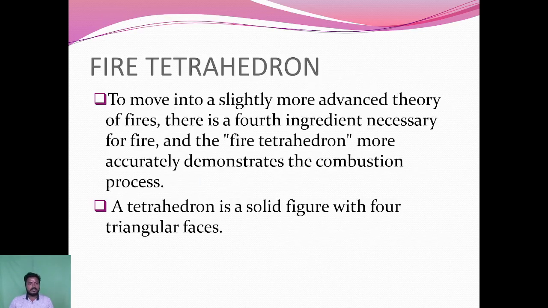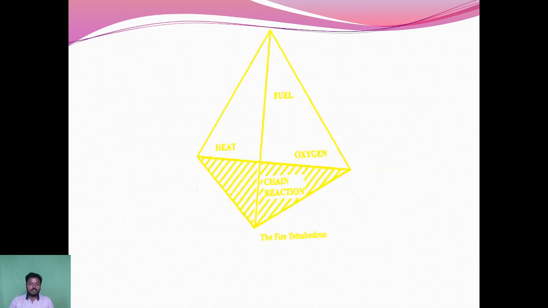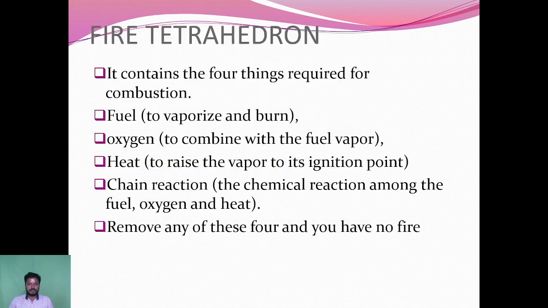Here is another concept, the fire tetrahedron. To move into a slightly more advanced theory of fire, there is a fourth ingredient necessary for the fire, and the fire tetrahedron accurately demonstrates the combination process. A tetrahedron is a solid with four triangular faces. Fuel, heat and oxygen is commonly called a fire triangle, but here it is a tetrahedron. The other one is a chain reaction. Here the four elements are fuel, heat, oxygen and chain reaction.